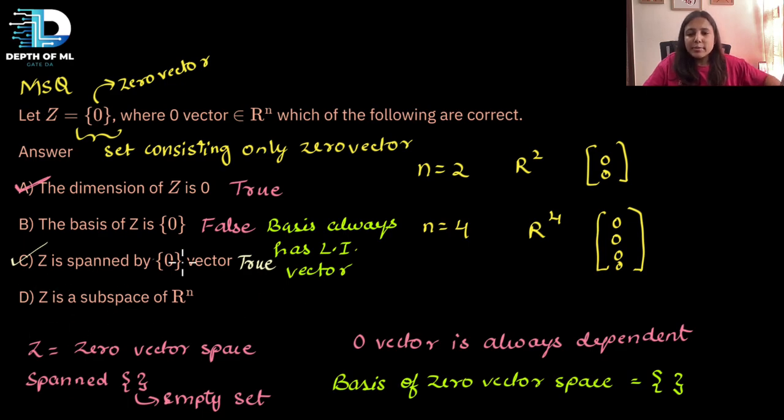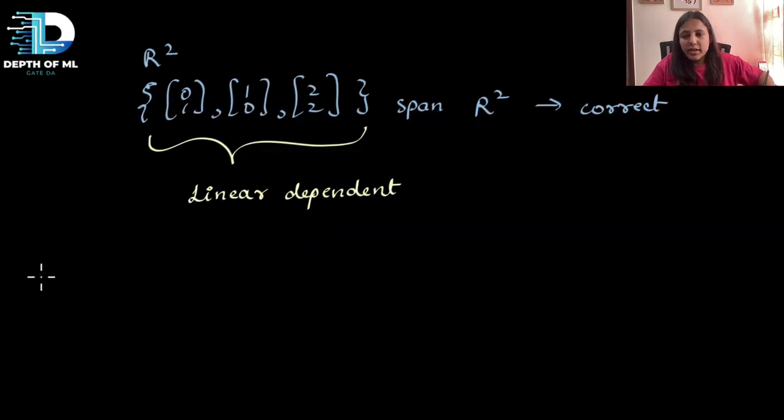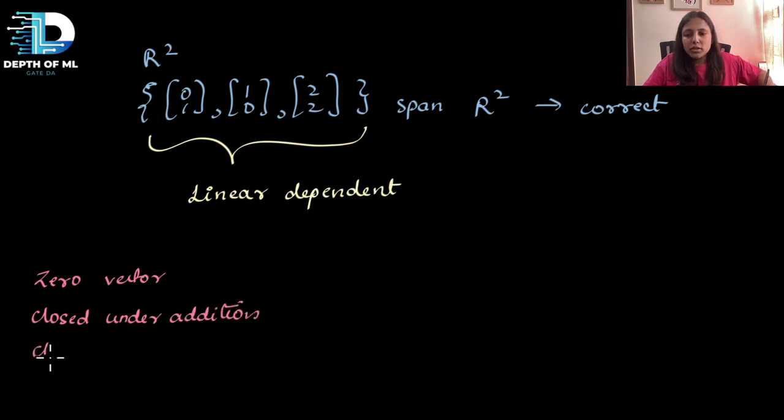Now, Z is a subspace of Rn. This is also true. We know that a subspace should contain the 0 vector. So there are 3 conditions. We should have the 0 vector. We should be closed under addition. And we should be closed under multiplication to be a subspace. So if I am a subspace, I should have all these properties.